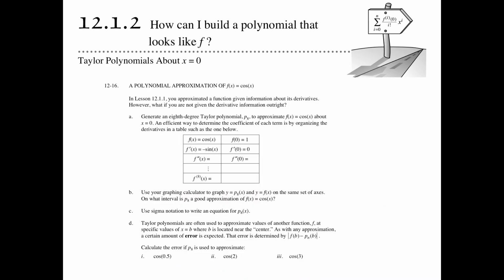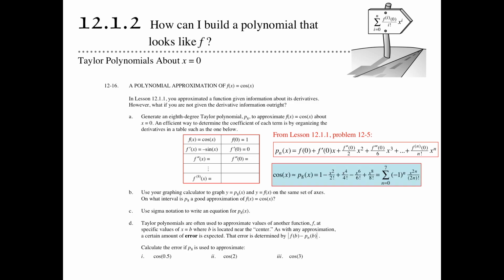Now that students have learned how to write a Taylor polynomial that is centered at 0, lesson 12.1.2 will have them find the Taylor polynomials for some common functions, such as cosine x, sine x, and e to the x. Now in the first problem, 12-16, teams will work through the long, tedious process of calculating the first 8 derivatives of cosine x and evaluating them into the general form of an nth degree polynomial approximation of a function centered at 0. They found this form at the end of the previous lesson in problem 12-5.